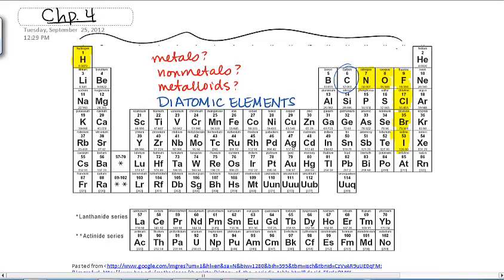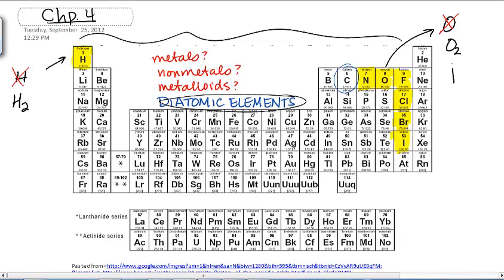And these are what are known as diatomic. The word diatomic means literally two atoms. So you'll never find just an atom of hydrogen. If hydrogen is by itself, it's H2. Same thing with nitrogen or oxygen. You won't find just an oxygen atom by itself. Instead, you're going to find an oxygen molecule. It's always found in pairs.